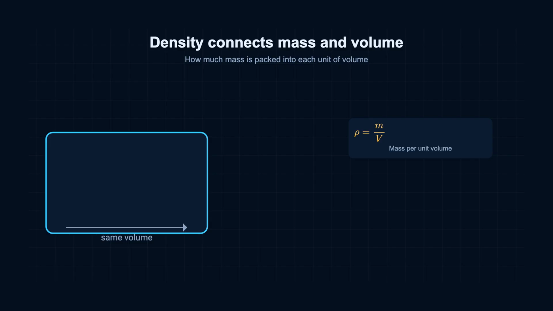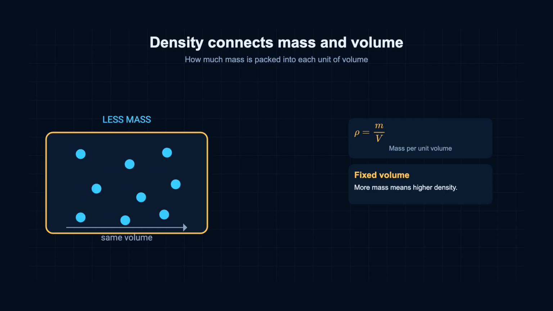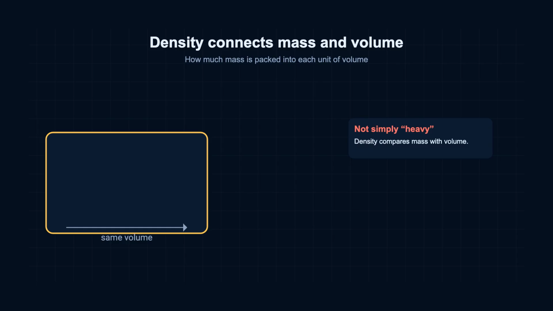Density means mass per unit volume. In other words, it tells you how much mass is present in each unit of volume. A high-density material has more mass for the same volume than a low-density material. Density is therefore not simply another word for heavy, and it does not merely describe how large an object is.